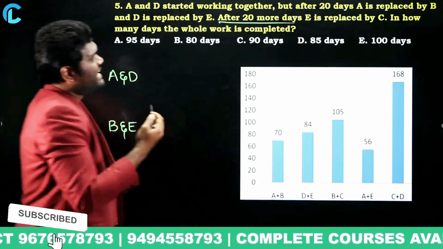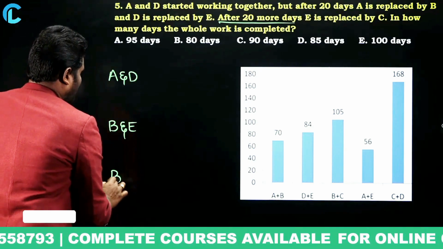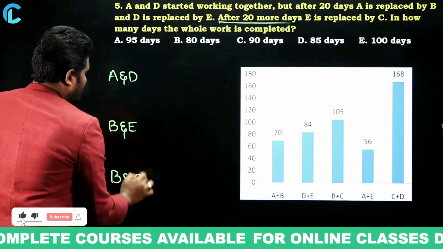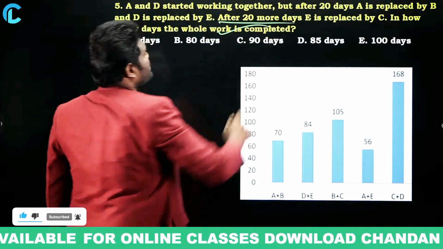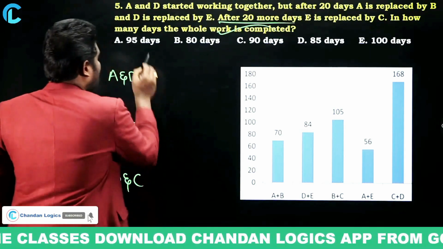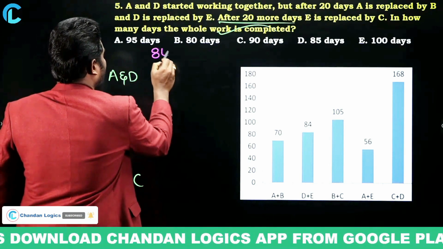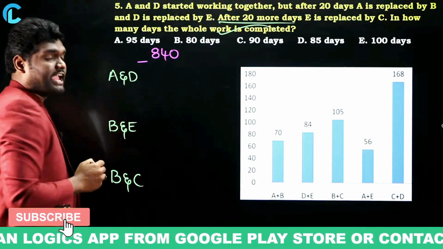After 20 more days, E is replaced by C. So B is there, B will not go, but in place of E, C is coming. Okay. So the question is saying the total work is going to complete in how many days? Now observe here carefully. We already know that total work is going to be 840 units.